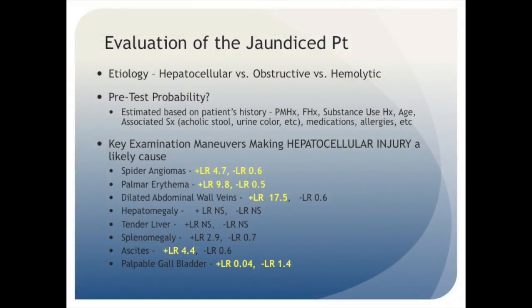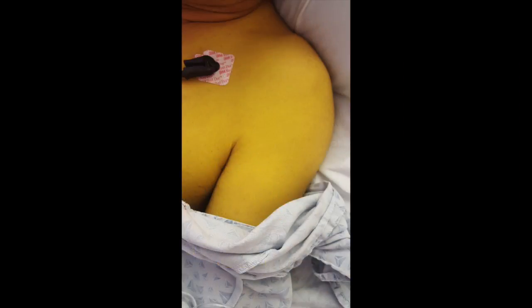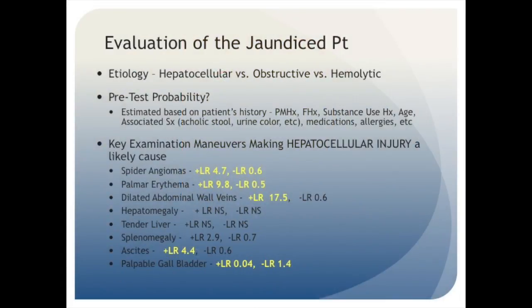So let's talk about another distinction that physicians are going to often be required to make, and that is in the evaluation of a patient that we already know is jaundiced. And we need to figure out what the etiology of the jaundice is. Is it hepatocellular, obstructive, hemolytic?